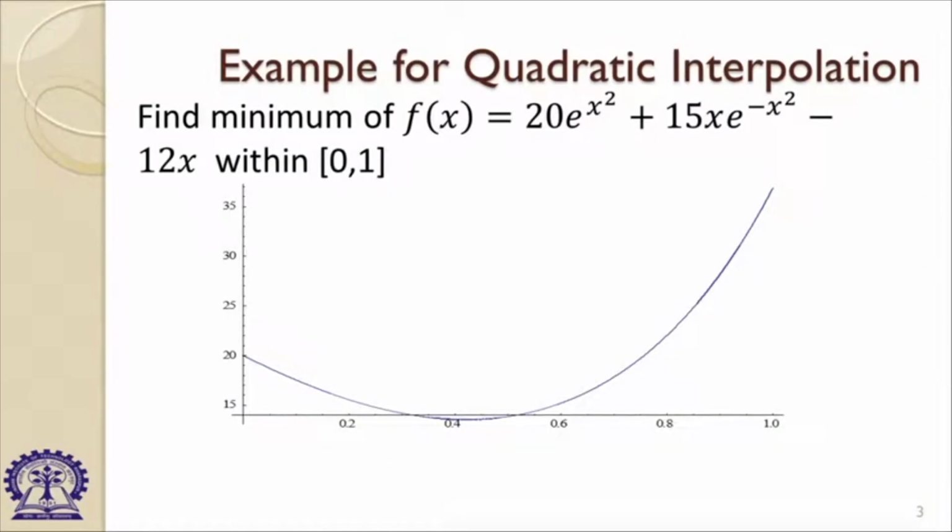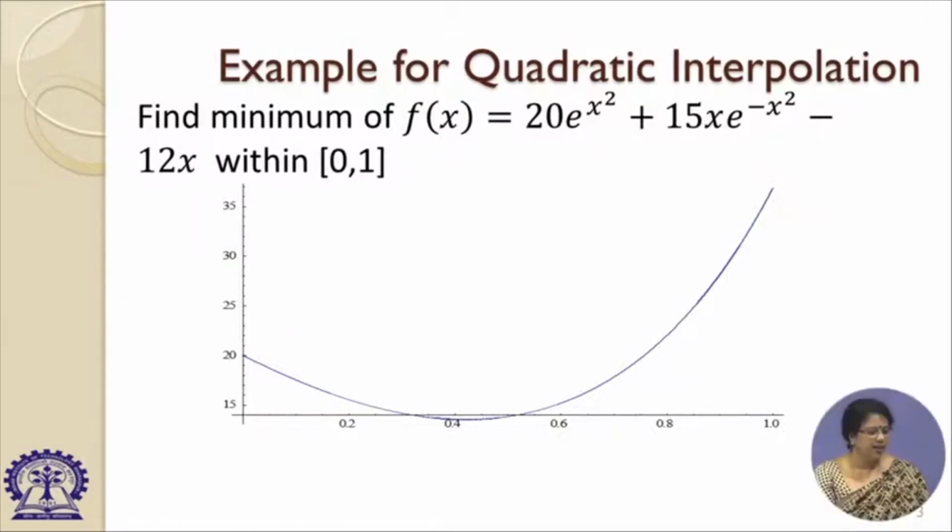Let the function be this one: f(x) = 20 e^(x^2) + 15 x e^(-x^2) - 12 x, and we need to find the minimum of this function within 0 to 1. This drawing of the function I have done with the software Mathematica, and through Mathematica we have seen that there is a minimum around 0.4, you could see.